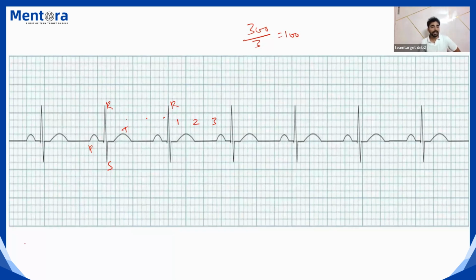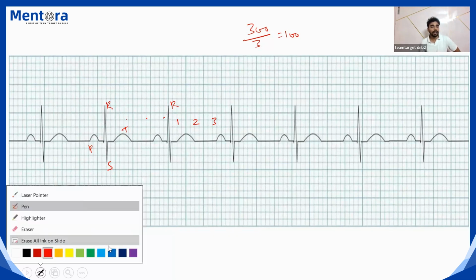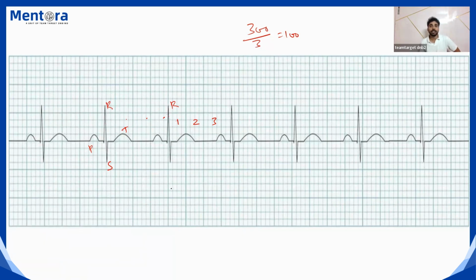Then next is rhythm. In the rhythm, the first thing you have to identify is whether it is a sinus rhythm or not. How would you identify sinus rhythm? If there is a P wave, it's a sinus rhythm. If you see here, this is your P wave. So it contains a P wave, it's a sinus rhythm.